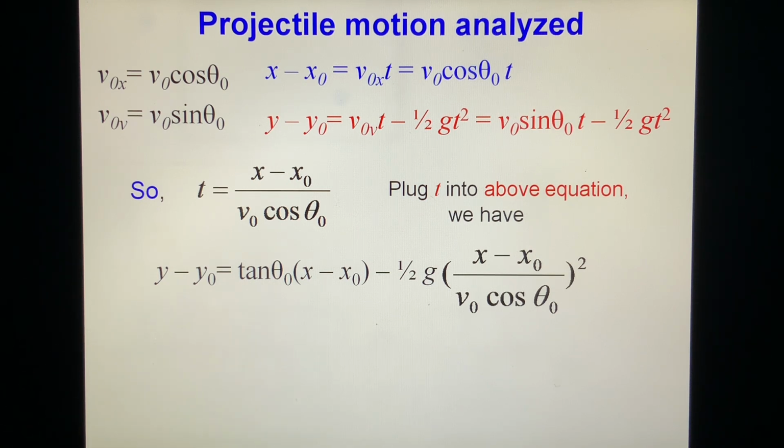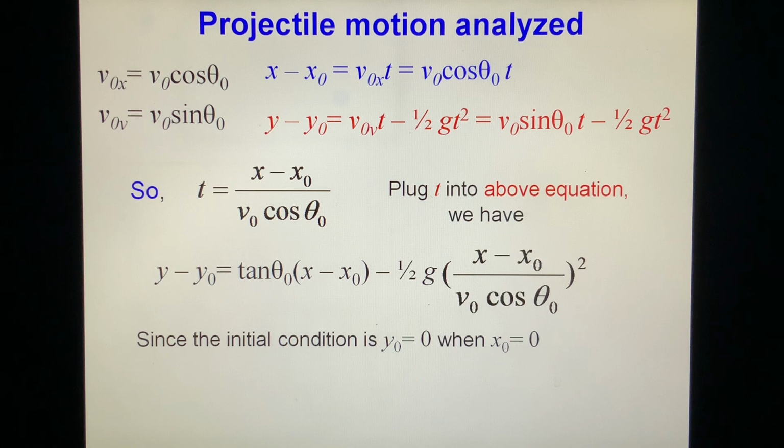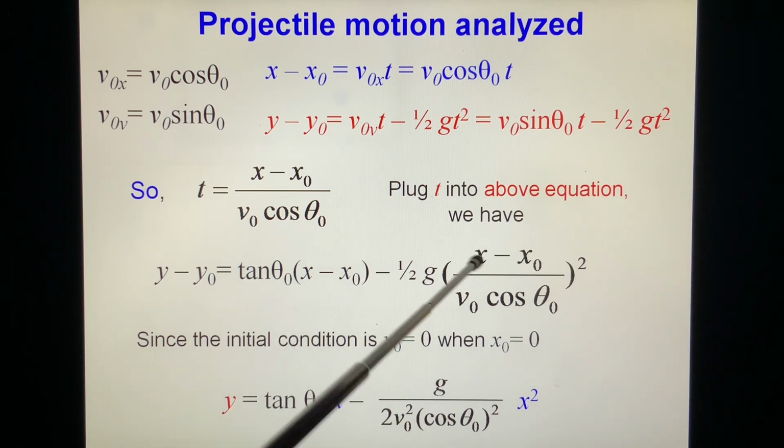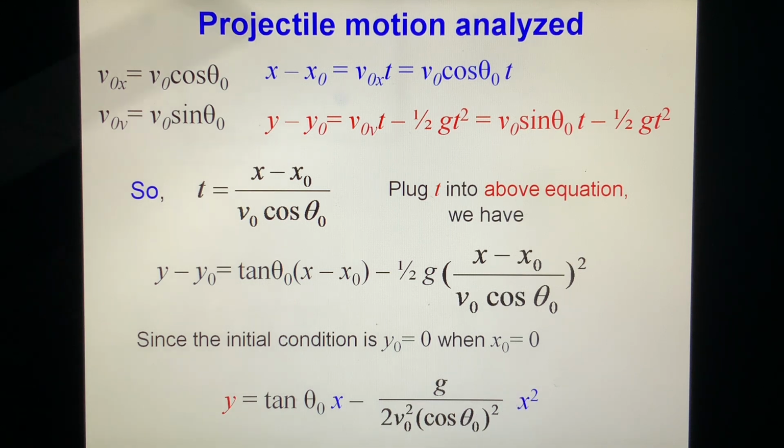Now, we usually take x equal to zero and y equal to zero as the origin of the reference frame. When we take this as zero, we get y equal to tangent theta x minus half g x squared over V0 squared cosine squared theta. The function is y as a function of x with an x squared term. So we know this is a parabola. That's projectile motion.